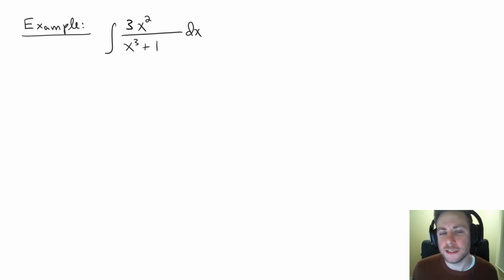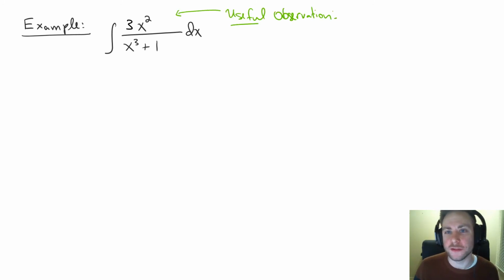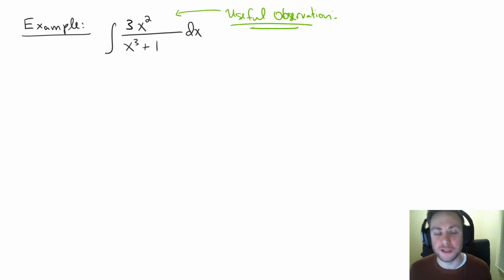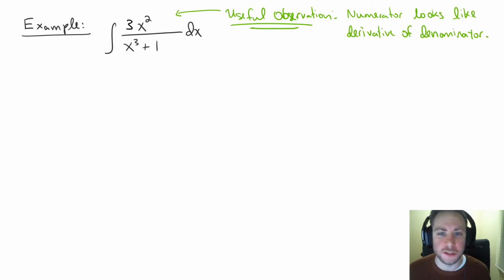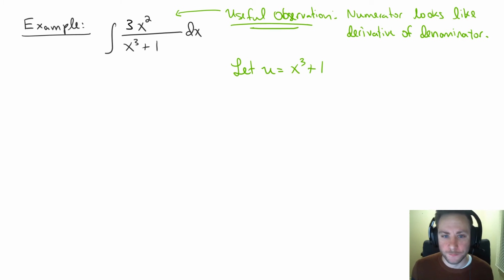With the integral you see here, you can make an observation that's going to be really useful in a lot of examples throughout the entire course. And that is that the numerator looks like the derivative of the denominator. After all, 3x squared really is the derivative of x cubed plus 1. And anytime you notice this pattern, it's a good idea to let u equal the denominator. Let's give it a try.